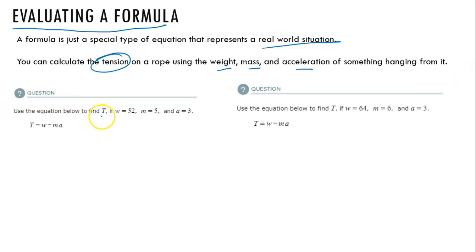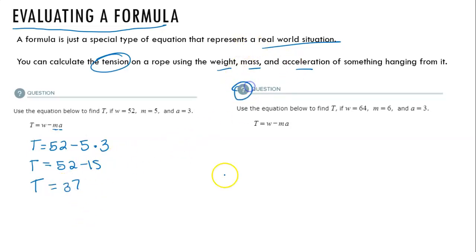It says use the equation below to find T if W equals 52, mass is equal to 5, and acceleration is 3. Don't forget the fact that mass and acceleration are right next to each other means to multiply. Order of operations says to multiply before we subtract, so we do 15. And so the tension on the rope is 52 minus 15, which is 37.